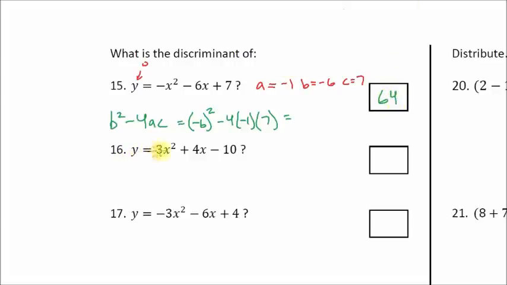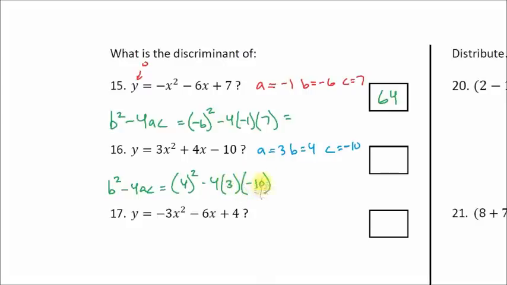Let's take a look at the next one. Well, all the terms are on one side. It's in standard form. We can ignore the y, and we can write our a, b, and c. A is 3, b is 4, c is -10. Make sure you see that negative. So now let's go ahead and write our equation for our discriminant, b squared minus 4ac. b is 4, so it's going to be 4 squared minus 4 times a, which is 3, times c, which is -10.